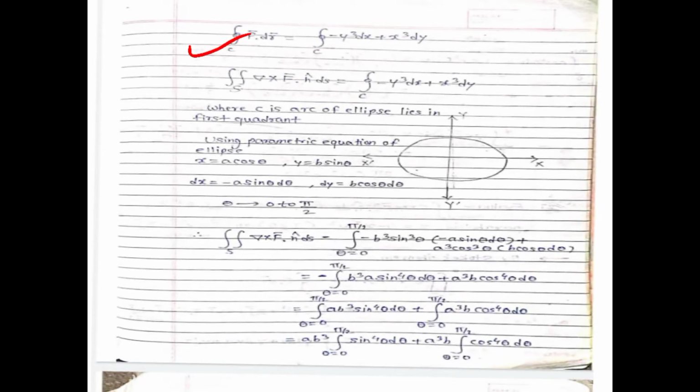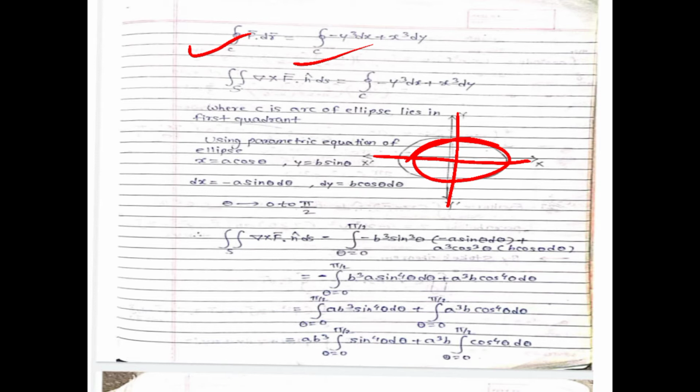Okay, so after taking the dot product of these two terms, we get the closed integral over C of F bar dot dr bar equals the closed integral over C of minus y cube dx plus x cube dy. Here the curve C is the arc of the ellipse which lies in the first quadrant, so we will draw the figure. Draw one ellipse. This is the y-axis, this is the x-axis, and it is clearly mentioned that the ellipse lies in the first quadrant. This will be helpful for taking limits.